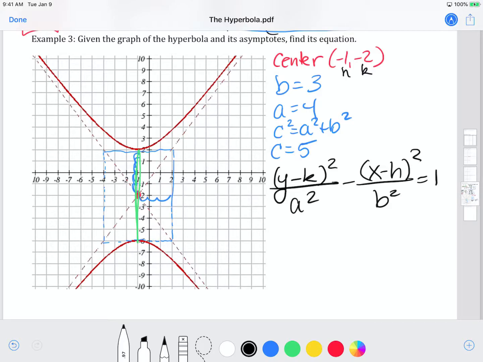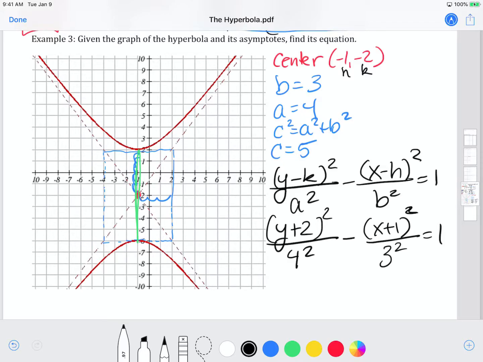So I have y minus a -2, so that's going to give me y plus 2 because it's a double negative. a is 4, so it's going to be 4 squared, minus. My h is -1, so I have x minus a -1, so that gives me x plus 1 because of a double negative, squared over b, which is 3. So I have 3 squared is equal to 1. So here is my final equation for the graph of this hyperbola that has been shifted with a center of -1, -2, and it's in standard form.